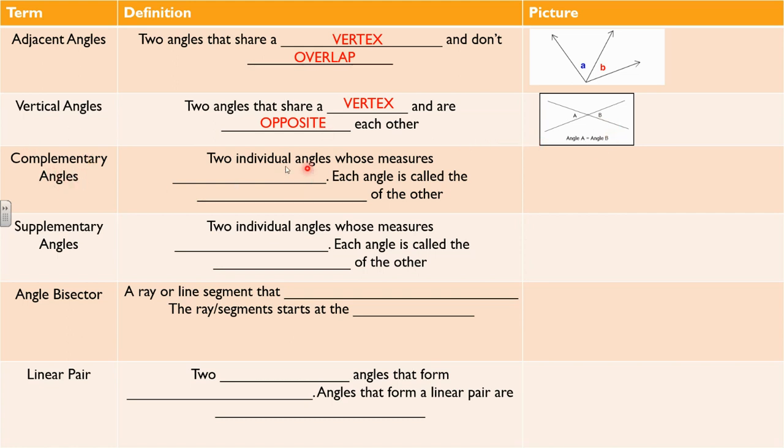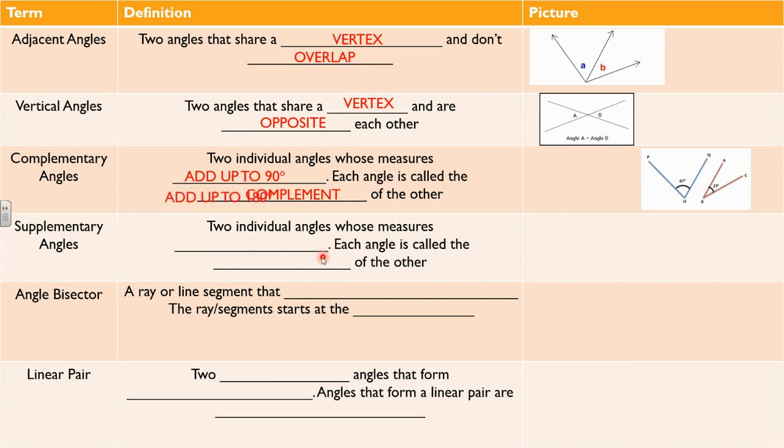Complementary angles are two angles whose measures add up to 90 degrees. Each angle is called the complement of the other. There are many different examples I can come up with; this is just one quick example. In this case, I have angle POQ equal to 67 degrees, and angle CBA equal to 23 degrees. 23 and 67 add up to 90 degrees, so these angles are complements of each other, or complementary.